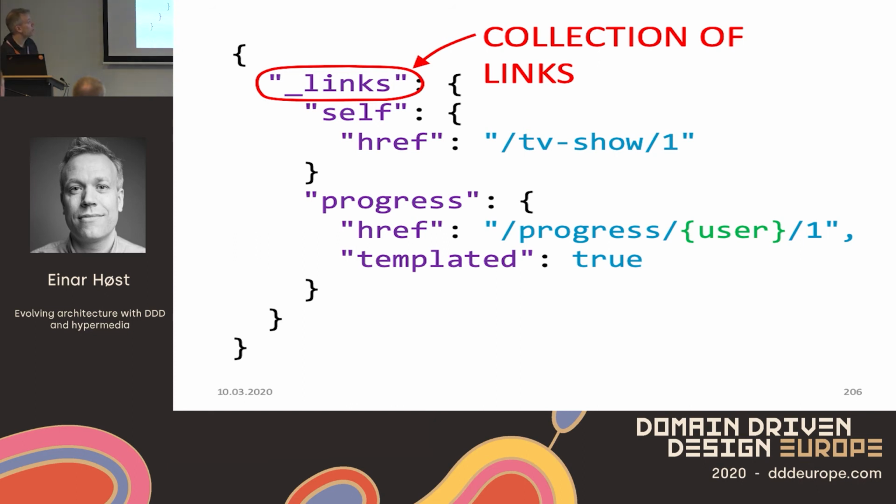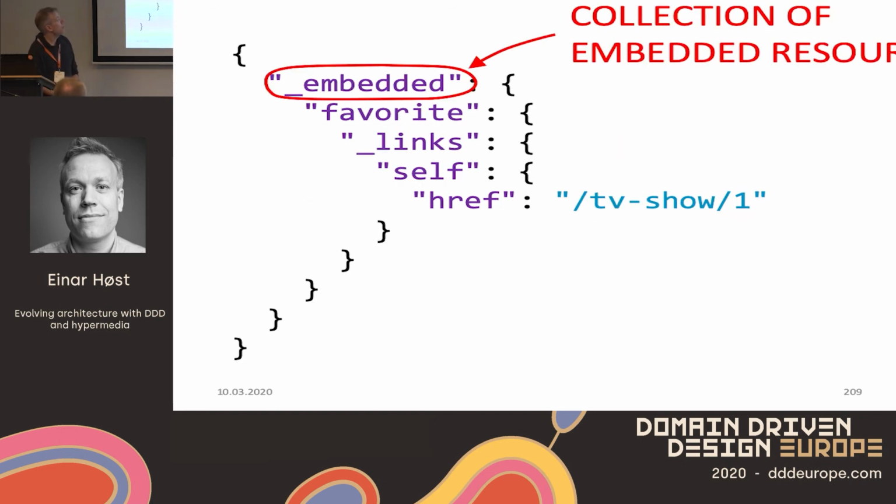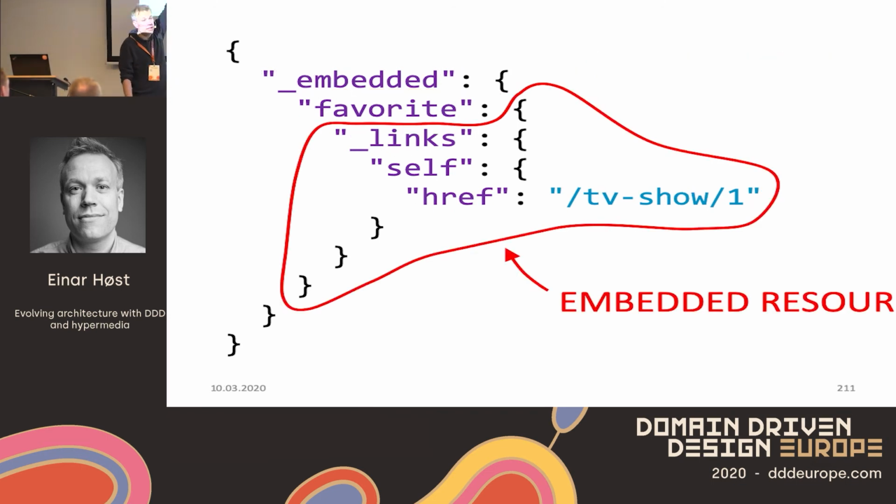Another example, a collection of links, link relations. In this case, we have a templated link where the client can put in some data to complete the link. In this case, a user ID or user hash or something like that. You can embed resources, that's what I said. If you do, you have a link relation which expresses the relationship now to this embedded resource, and then you have either a complete representation of the resource or a simplified one in here. In this case, it's a very simple one, which says, okay, this is the favorite. This self here points back to the self of the favorite resource, not the parent resource that has the embedded resource.